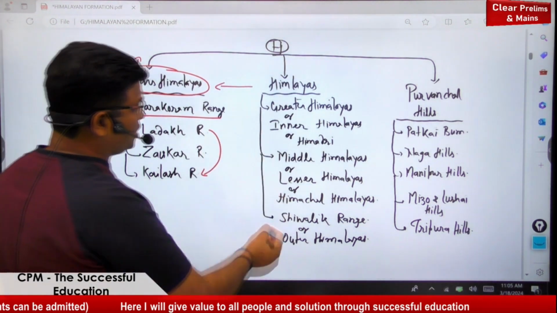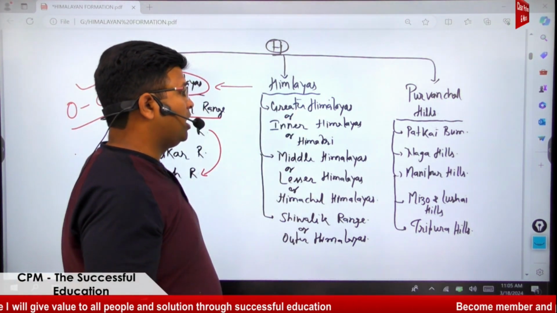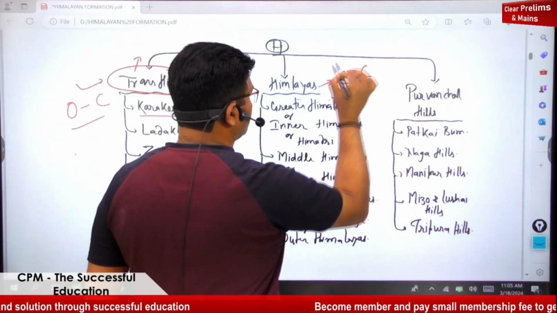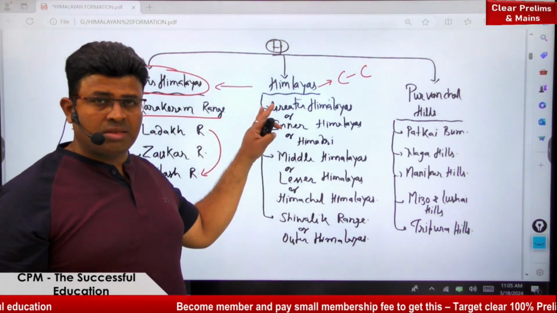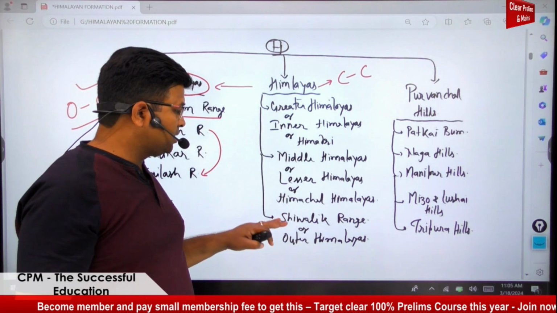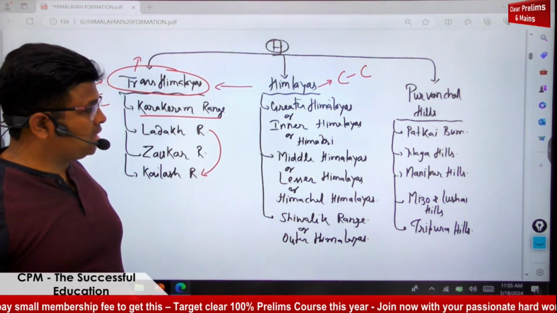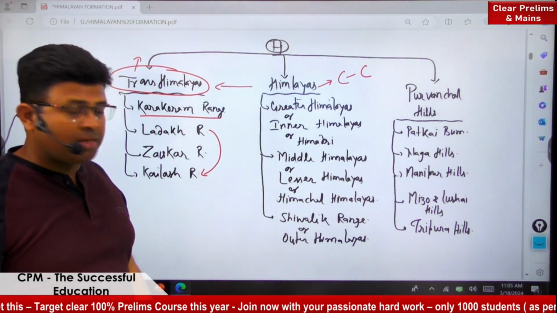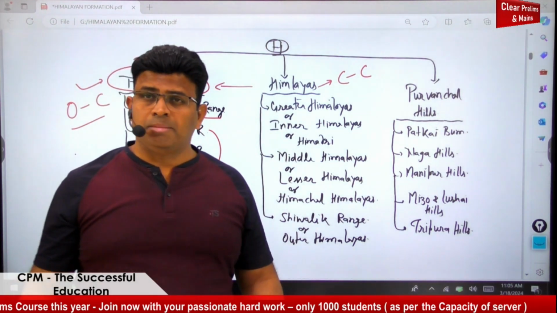We'll also see the formation of the Himalayas, which are made by continental convergence. Here are the types of Himalayas that we'll have to see: the Greater Himalayas, the Middle Himalayas, and the Sivalik range. The Greater Himalaya is also known as the Inner Himalayas or Himadri. The Middle Himalayas are also known as the Lesser Himalayas or Himachal Himalayas. And the Sivalik range is also known as the Outer Himalayas.